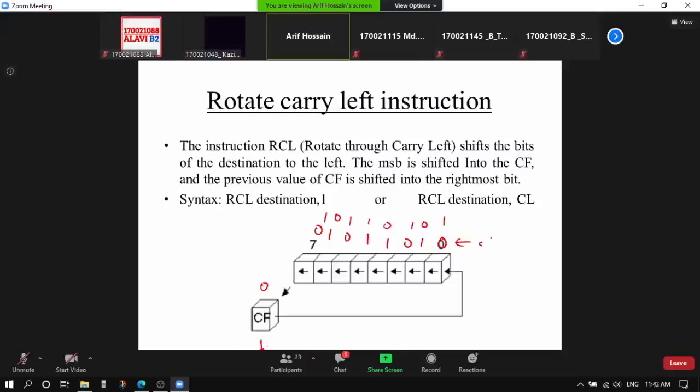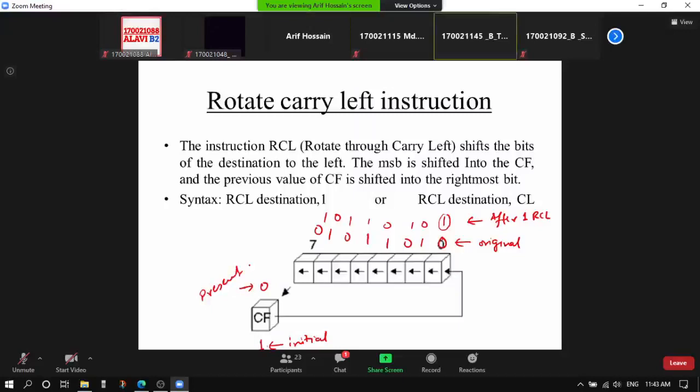This is your original value, and this is the value you get after one RCL. This is your initial carry, so this initial carry will come over here. Whatever was there in your carry flag will go to the LSB. Whatever was there in your MSB will come to the carry flag. So this is now your present value of carry flag. Let me know whether you understood this or not.